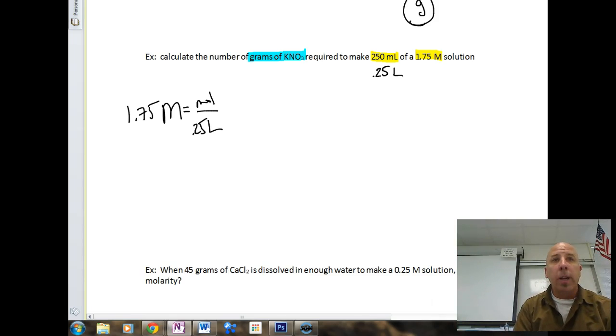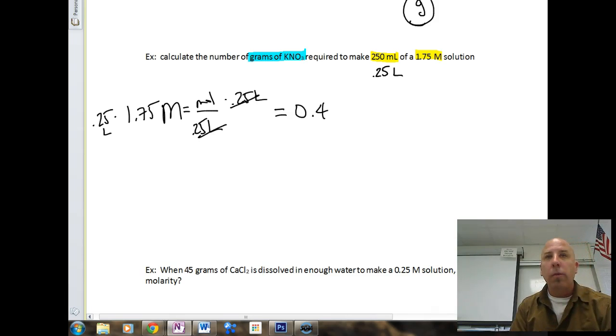Now we have 2 of the 3 variables, and we're going to solve this equation for moles. So I'm going to multiply both sides by 0.25 liters, and it's going to cancel over here. Then we multiply those 2 values together, and the answer it gives me is 0.44 moles of KNO3. But we're not done yet.